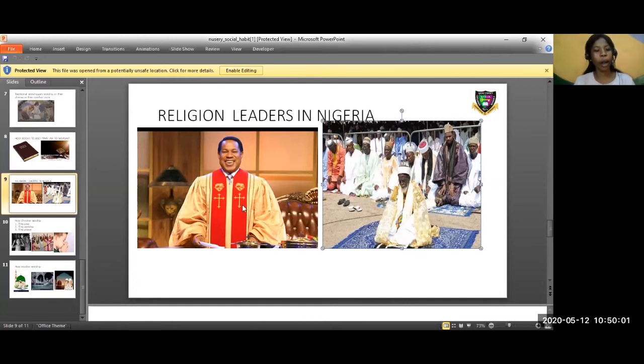So who is a pastor? Pastor is a Christian religion leader, and imam is who? A Muslim religion leader. Very good. Give yourself a big clap. So if you see a pastor on your TV screen, you know the pastor worships in the church. And if you see an imam in your street or in your compound, you know the imam is a Muslim. You can see the difference there.